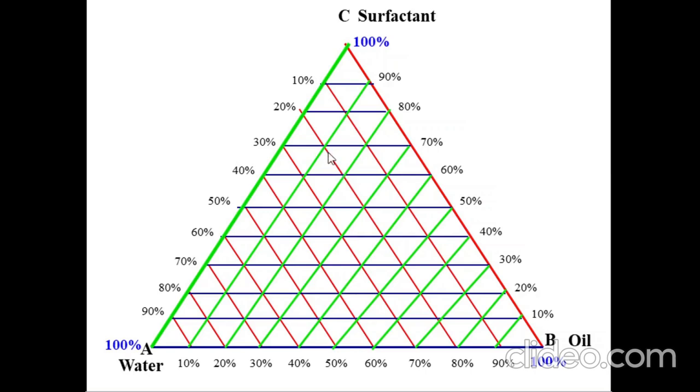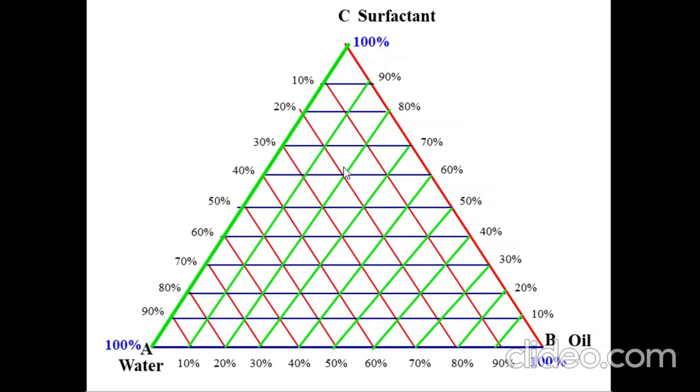Now, what is the percentage of water? We'll start from here. This is 100% water. This is the 90% water line. 80, 70, 60, 50, 40, 30, 20. So the water content here is 20%. So in 100 ml solution, we have 60 ml of surfactant, 20 ml of water.